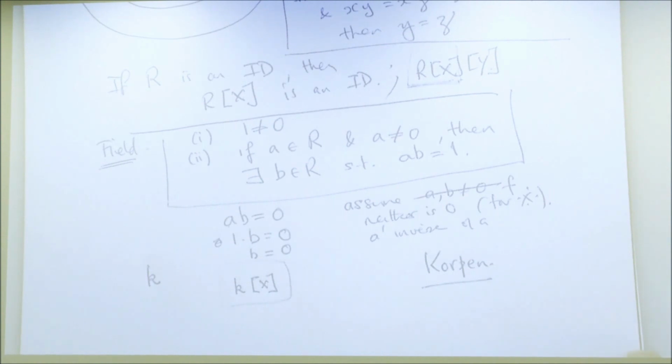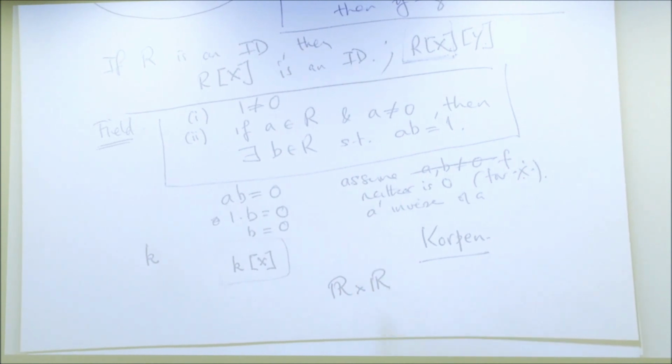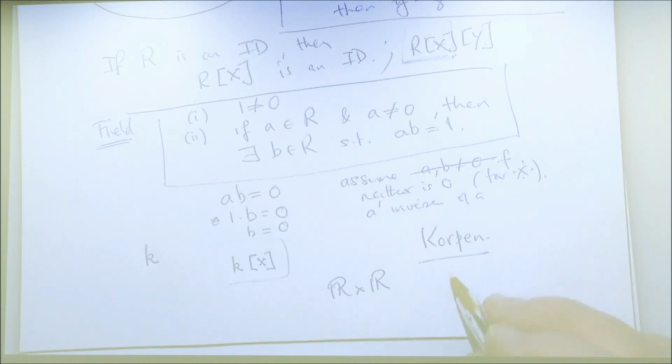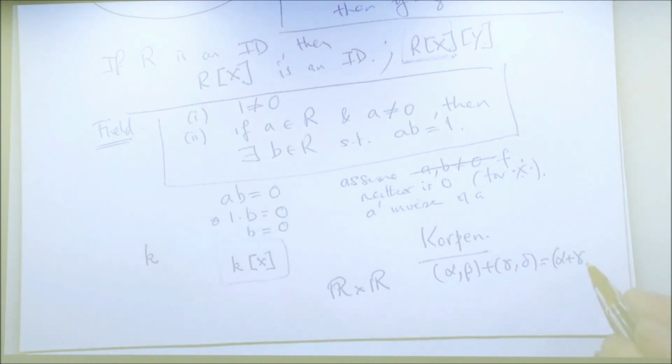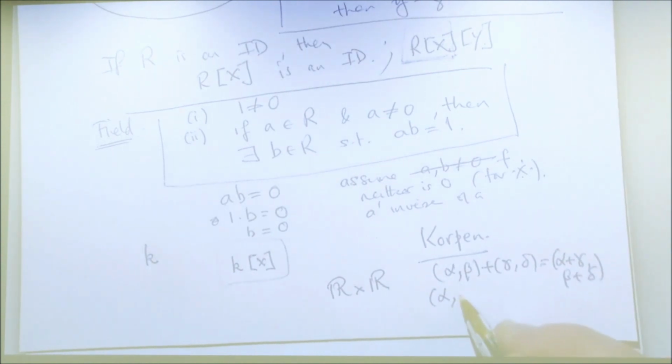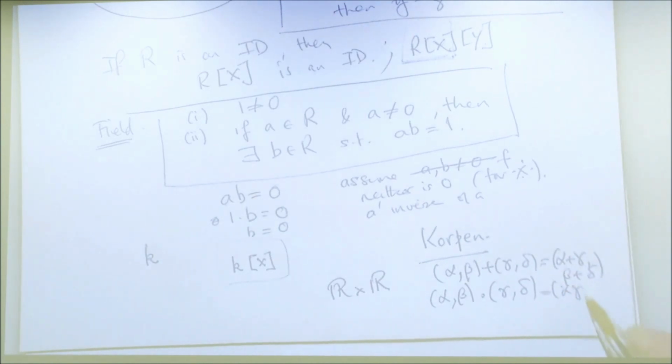But an arbitrary ring does not have these special properties. So you don't have to look very far. For example, what I could do is to consider R cross R, ordered pairs of real numbers, with operations coordinate-wise. So (alpha, beta) plus (gamma, delta) is (alpha plus gamma, beta plus delta). And multiplication, (alpha, beta) times (gamma, delta) is going to be (alpha gamma, beta delta).